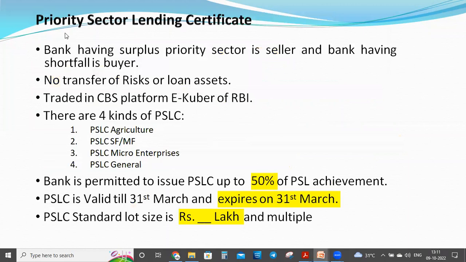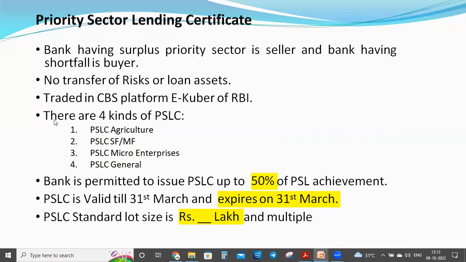So priority sector lending certificate. So bank having surplus priority sector is seller and bank having shortfall is buyer. Okay, no transfer of risk or loan. So traded in CBS platform e-Kuber of RBI. तो फ्रेंड जो भी बैंक प्रायोरिटी सेक्टर लैंडिंग कंप्लीट नहीं कर पाती है देन दे कैन परचेज प्रायोरिटी सेक्टर लैंडिंग सर्टिफिकेट. और जिस बैंक ने अचीव कर लिया है और अचीवमेंट से ज्यादा कर लिया दैट बैंक कैन सेल दैट priority sector lending certificate, and which is shortfall that will be the buyer.